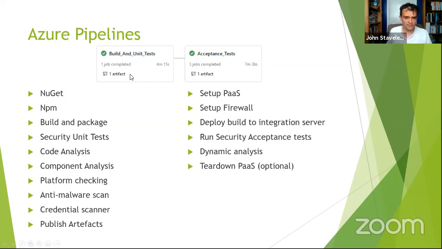So that's your fast feedback for the developer. And then you've got your slow feedback. So it deploys to Azure, sets up your platform as a service, as we've seen, sets up the firewall using a load of PowerShell scripts, deploys the code to the integration server, runs the security acceptance tests, does a mini pen test using OSAT, and then if you need to, tears down all of that PaaS, so you're no longer paying for it.